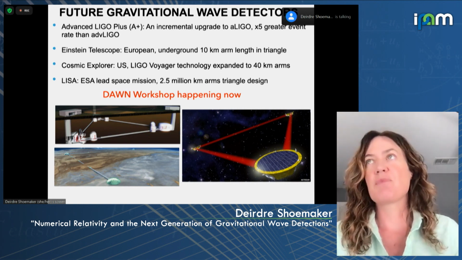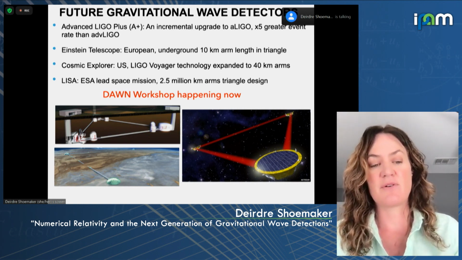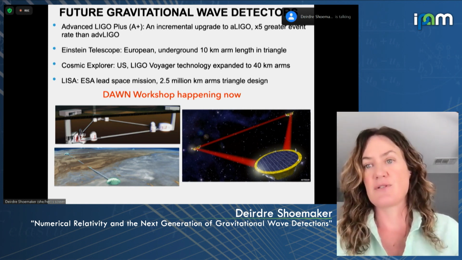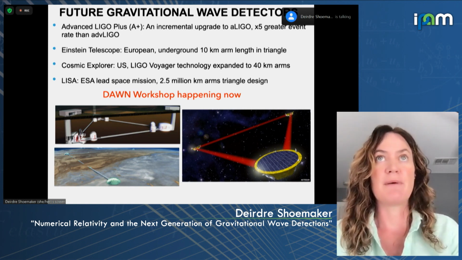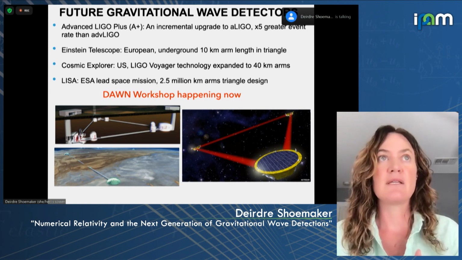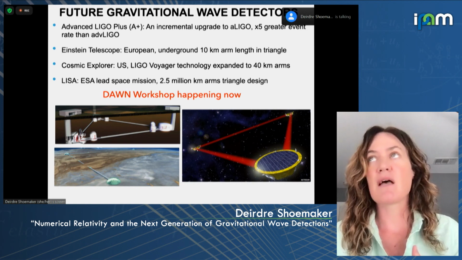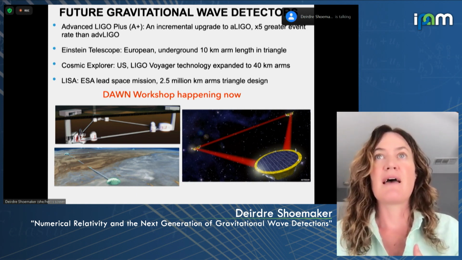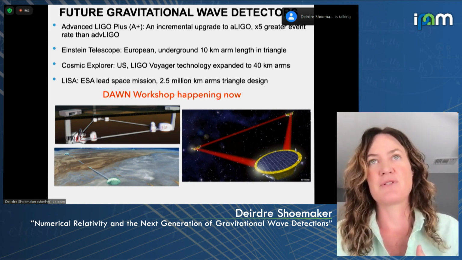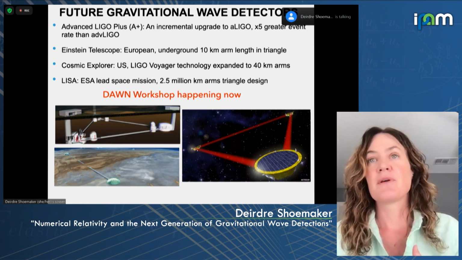So those are the two big ground-based detectors that, if funded, would really bring us into the future of gravitational wave astronomy. And of course, there's also the space-based mission LISA, which is led by the European Space Agency, with NASA as a junior partner. And that would be the picture on the right, which is the 2.5 million kilometer arms in a triangle design.